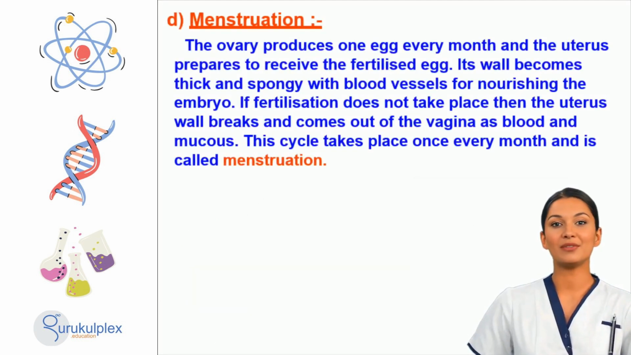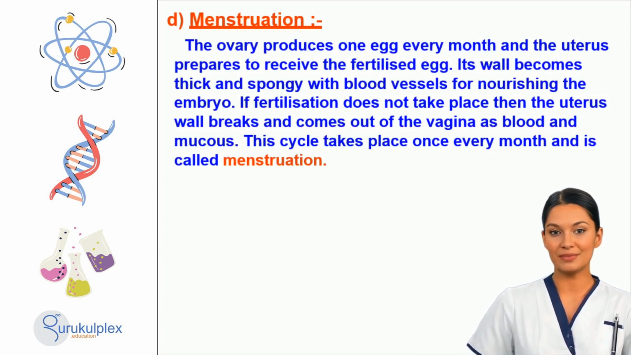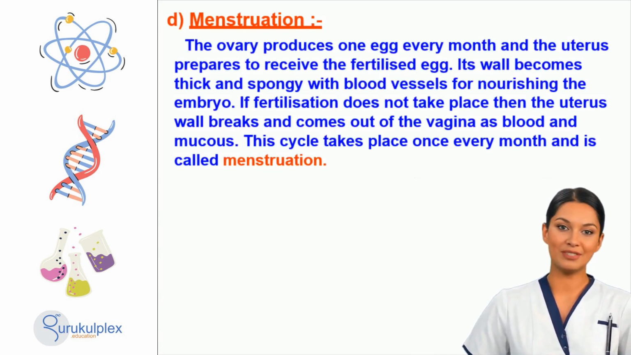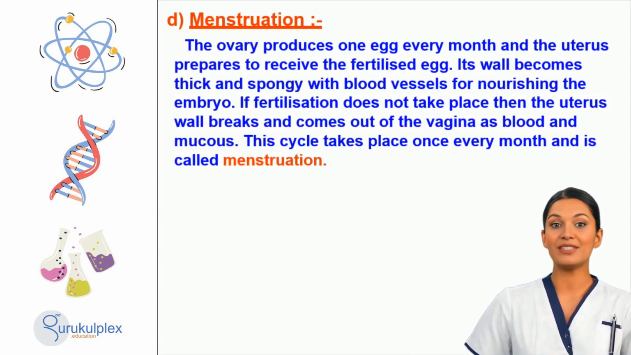A woman's ovaries prepare an egg each month for potential fertilization. Should fertilization not take place, the uterus wall breaks down, resulting in the release of blood and mucus from the vagina. Referred to as menstruation, this process typically occurs roughly once a month and is a normal part of the reproductive cycle in humans. It serves an important role, helping to keep reproductive systems in good condition and functioning as they should.